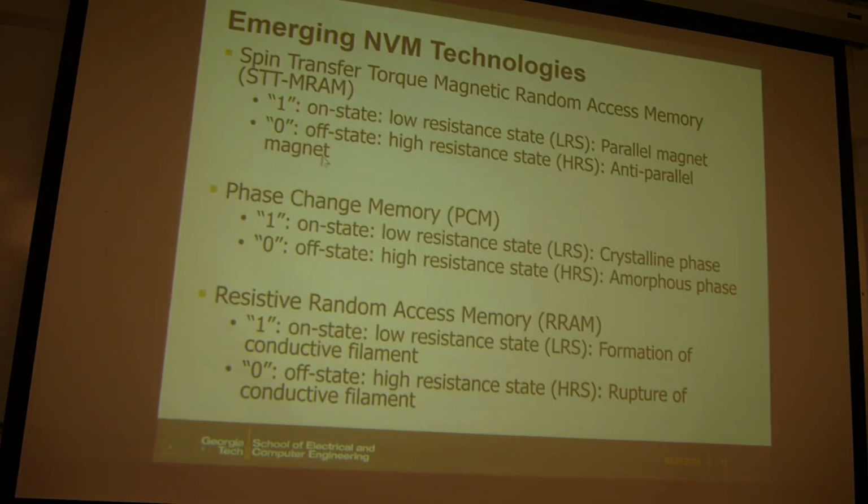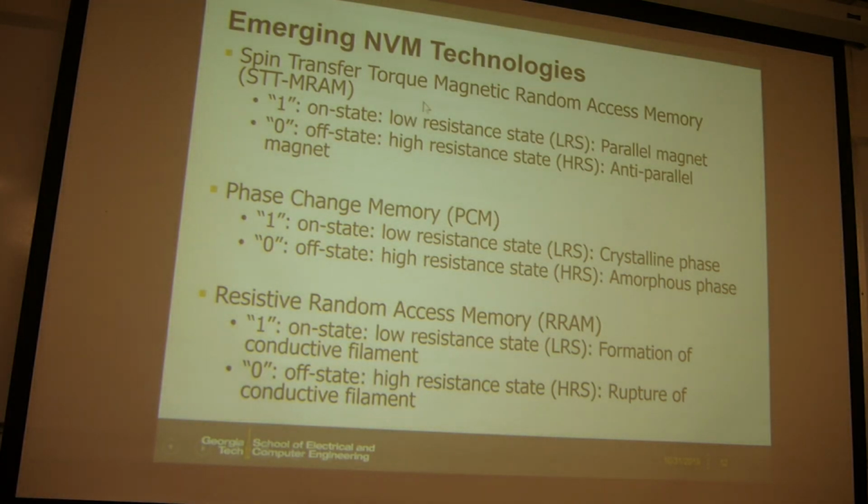Okay, so this is a quick summary of those three resistance-based emerging non-volatile memories: STT-MRAM, phase change memory, and RRAM. Here we just consider binary states 1 and 0. So you can read this 1 and 0 based on what physical properties: like this, anti-parallel or parallel magnets; this one, crystalline or amorphous phase; and this one, the formation or the rupture of the filament between the two electrodes.